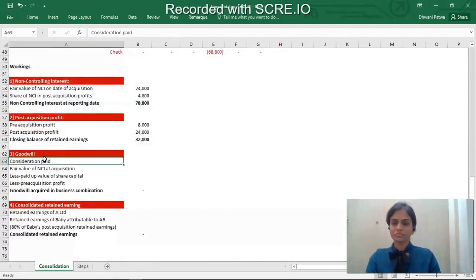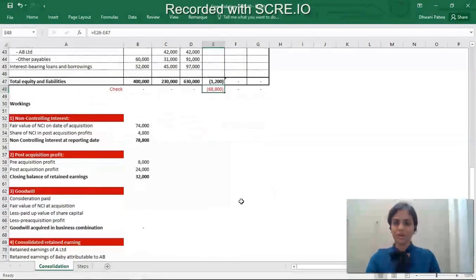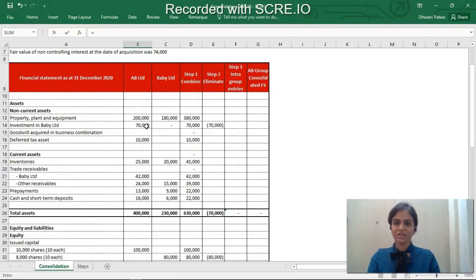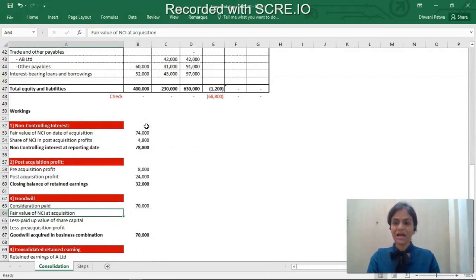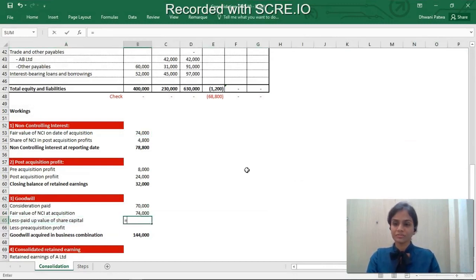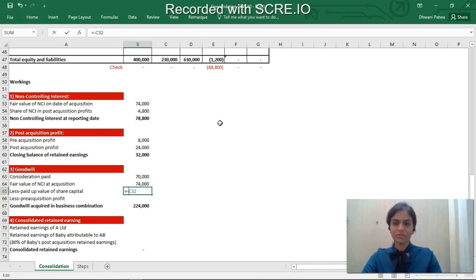Let's calculate the goodwill. Now, see, we don't have a check as 0 over here, which means that a few entries are yet pending. We'll see what is pending. Goodwill calculation, consideration paid. Now, what is the consideration paid by AB Limited to acquire BB Limited? We'll take the value of investment, which is investment in BB Limited as 70,000. Next is fair value of NCI at acquisition. What is the fair value of NCI at acquisition? It is given in the question, which is 74,000. Less paid up value of share capital. What is the paid up value of share capital? 80,000. We need to deduct, so I'll put a negative sign over here. Less pre-acquisition profit. What was my pre-acquisition profit? It was 8,000. I get goodwill of 56,000.